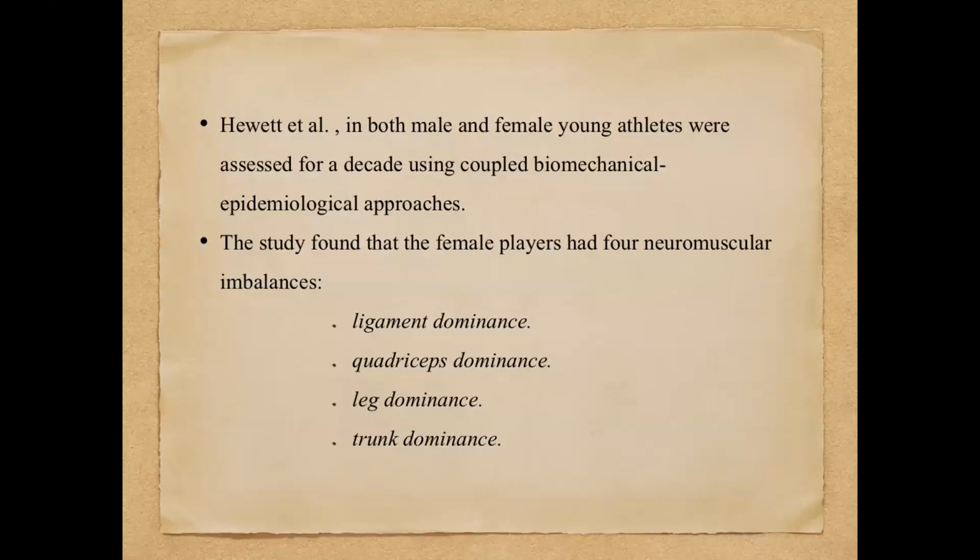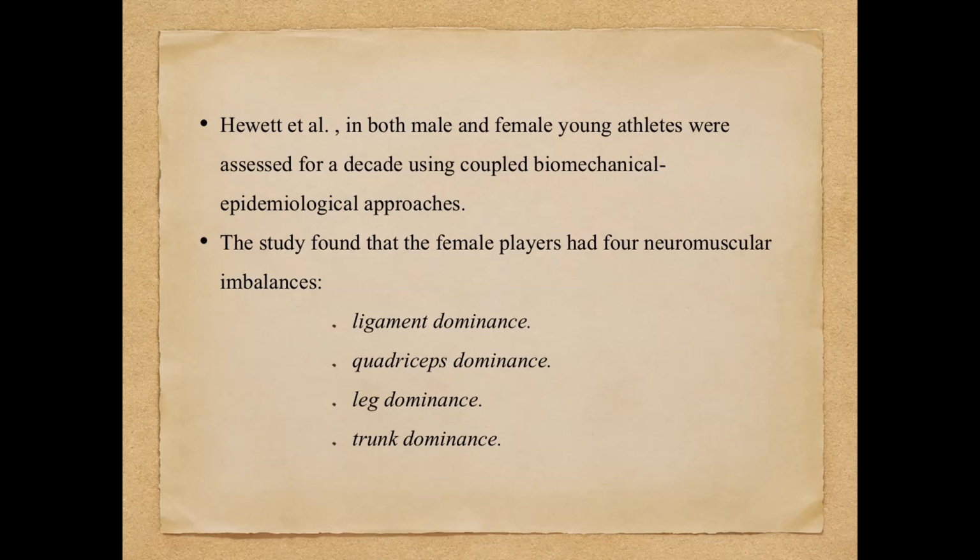Quadriceps dominance: using the quadriceps to define the knee stability without involvement of the posterior muscle chain, which leads to generation of anterior shear force at the knee. The ACL serves to check anterior and posterior translation, so it suffers a detrimental effect due to anterior shear force.